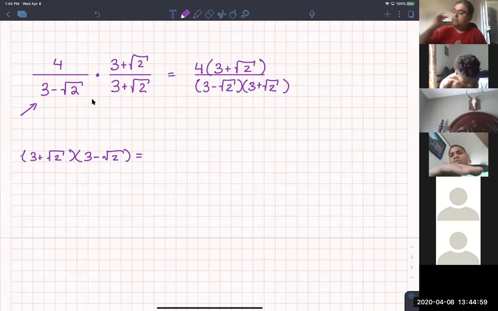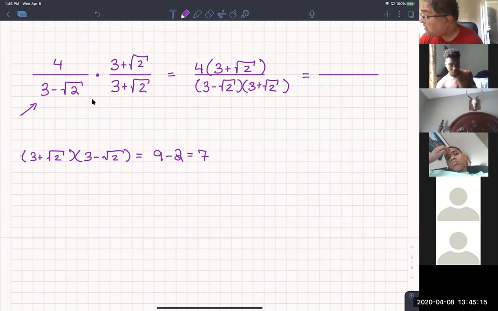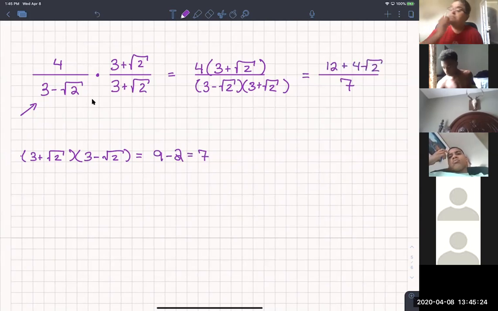9 minus 2. So the bottom becomes 7, which is good because finally I got rid of my radical, and then I just distribute in the numerator. Okay. Make sense? Anyone not see what I did or why I did what I did?